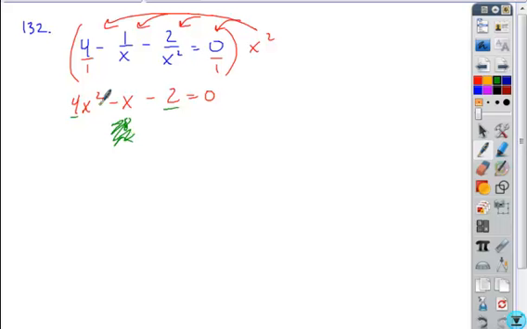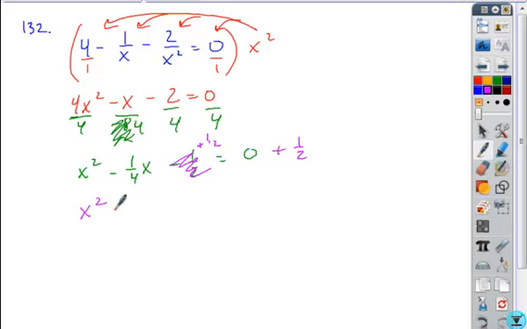Okay, so what you have to do in this case is we need to either use quadratic formula or completing the square. So I'm going to complete the square. I'm going to divide every term by the leading coefficient, so I get a coefficient of 1. So I get 1/4 x. Okay, and then I'm going to move my 1/2 to the other side. So I add 1/2 to both sides. I get x squared minus 1/4 x, leave a space to complete the square.